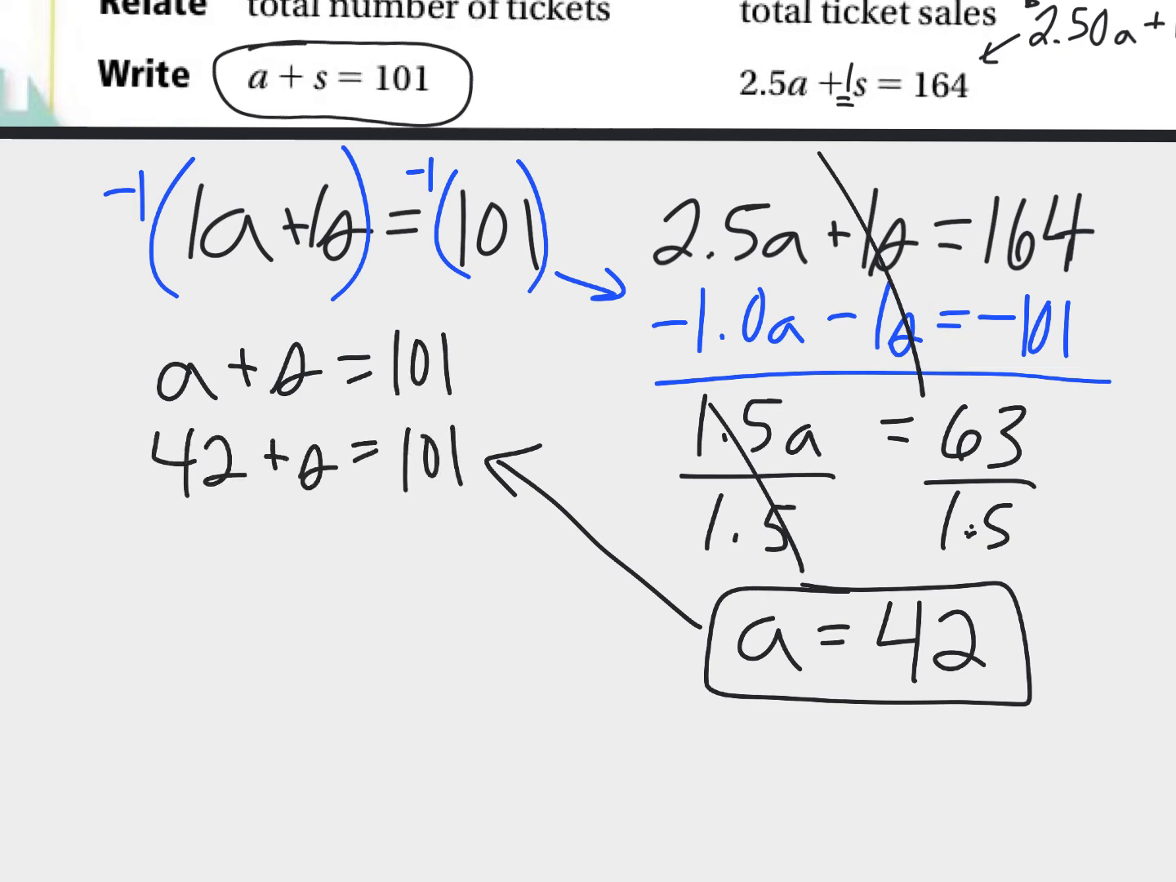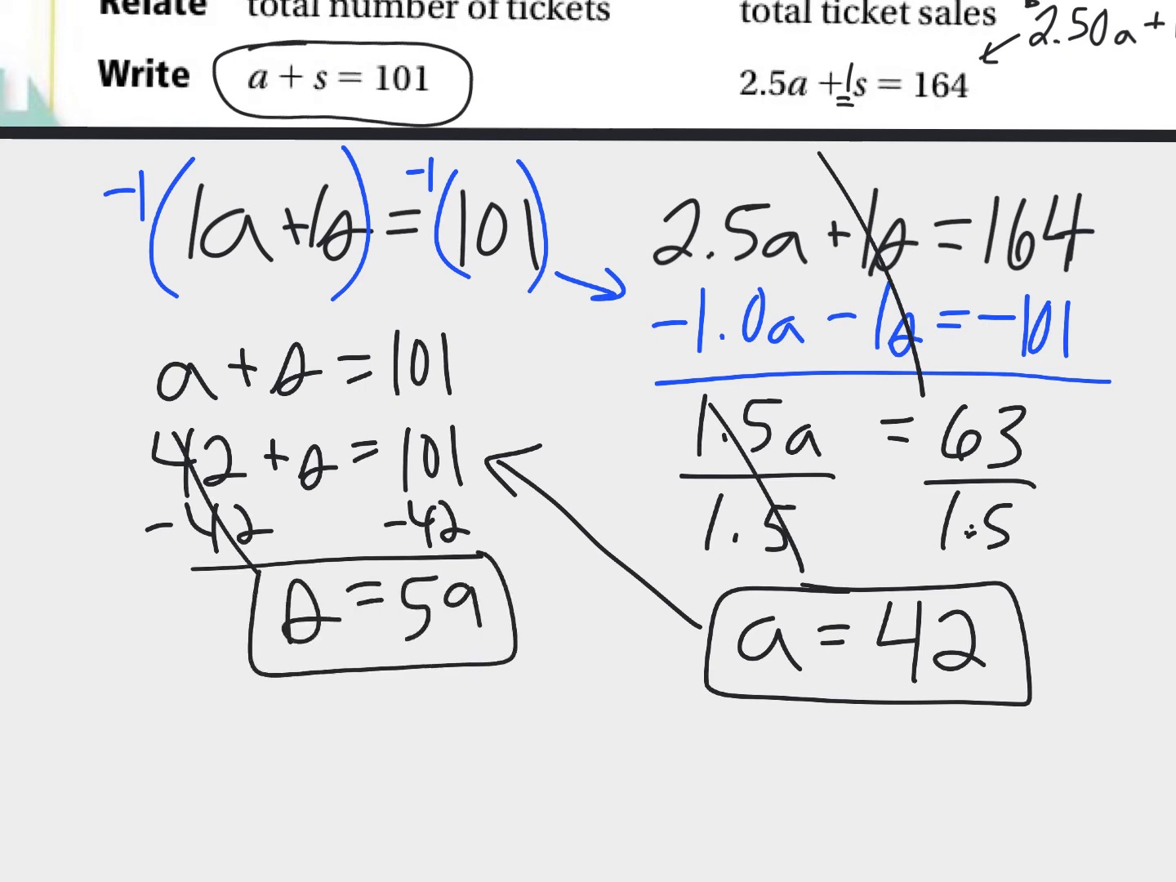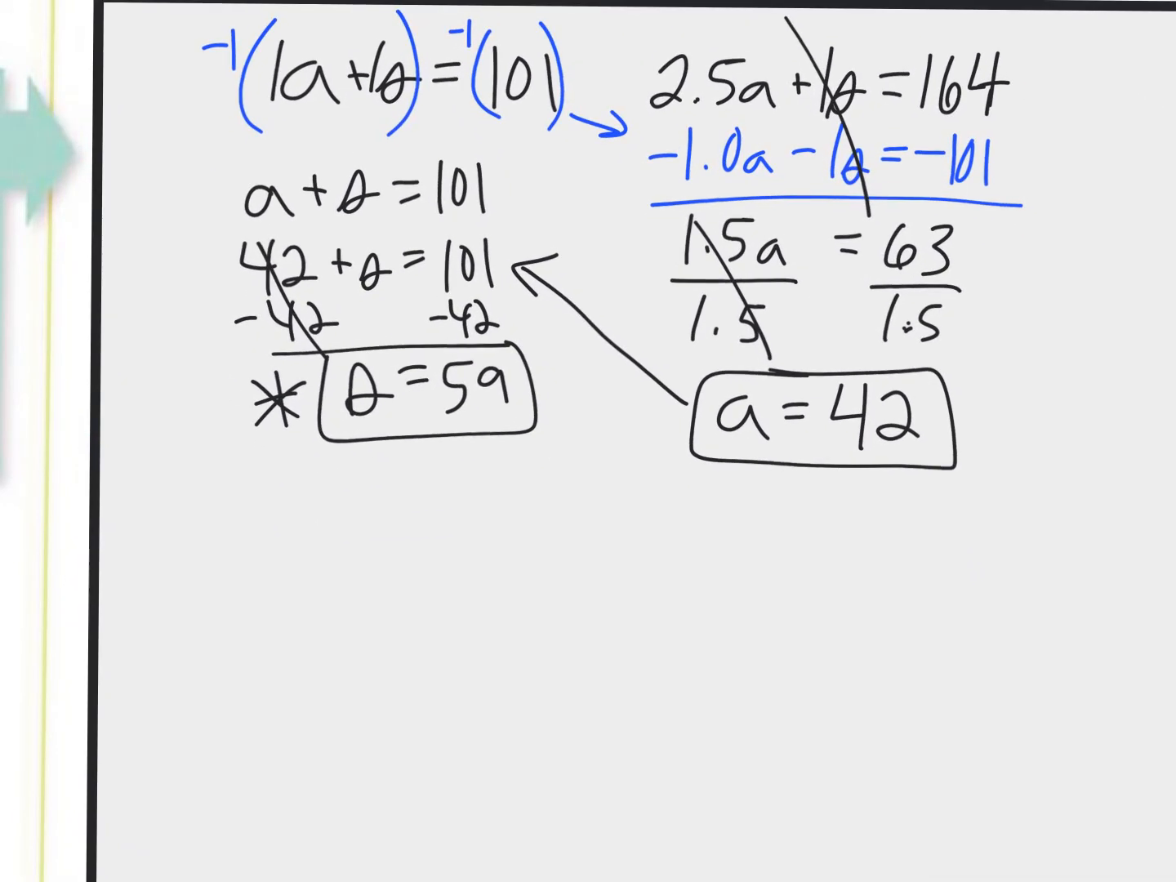So we put the 42 in place of a, and then if you subtract, you would get 59. The question was how many student tickets were sold. So this tells us that it should be 59 student tickets that were sold. This was multiple choice. It matches with one of the answers. That's always a good sign. And so C looks to be the answer.